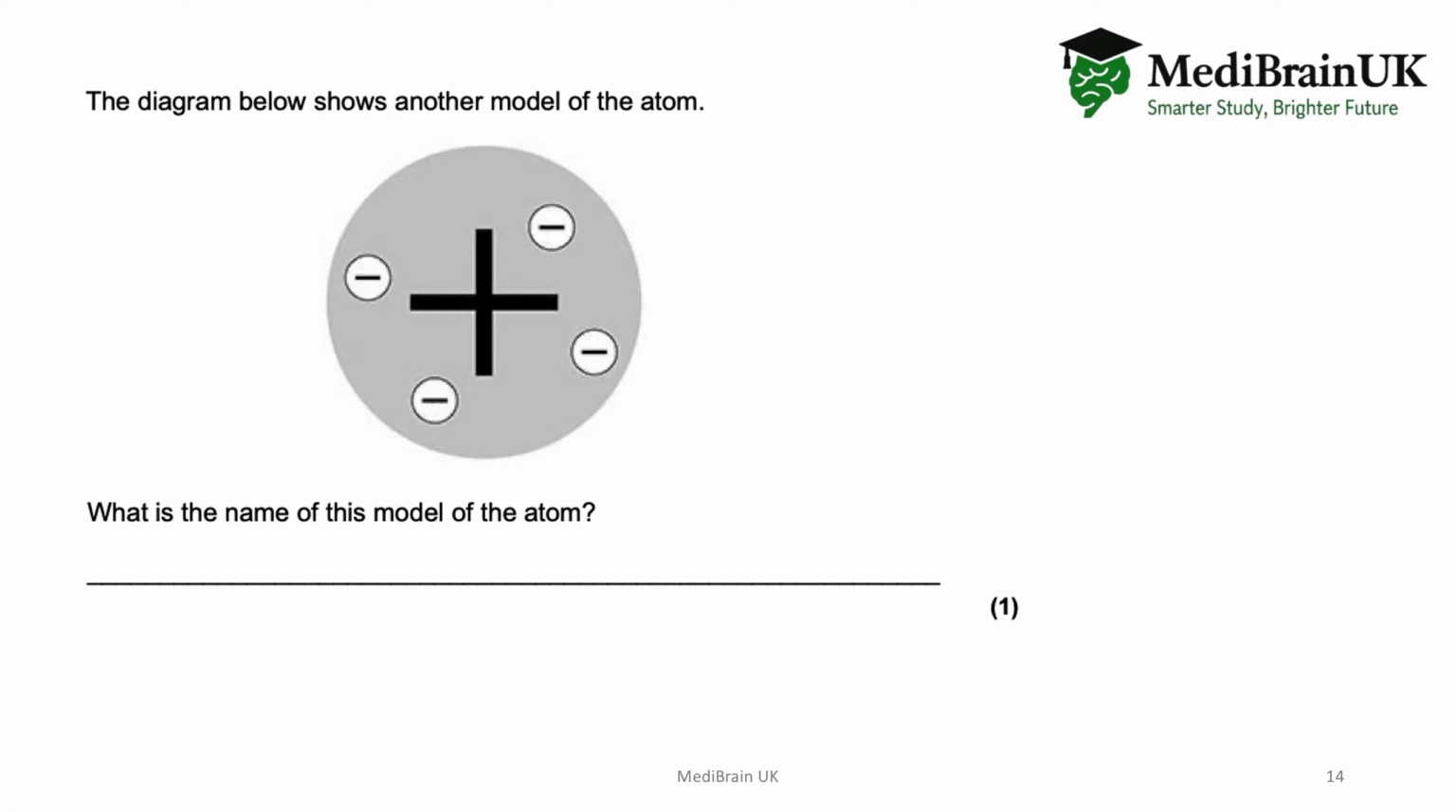Hi everyone, and welcome to our video where we will be looking at some exam questions on the history of the atom. So our first exam question says that the diagram below shows another model of the atom. What is the name of this model?